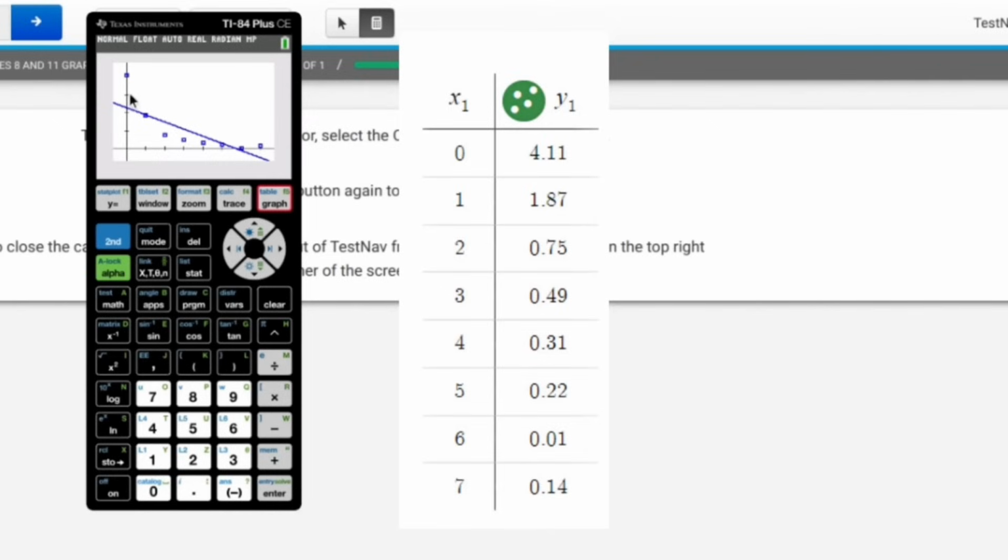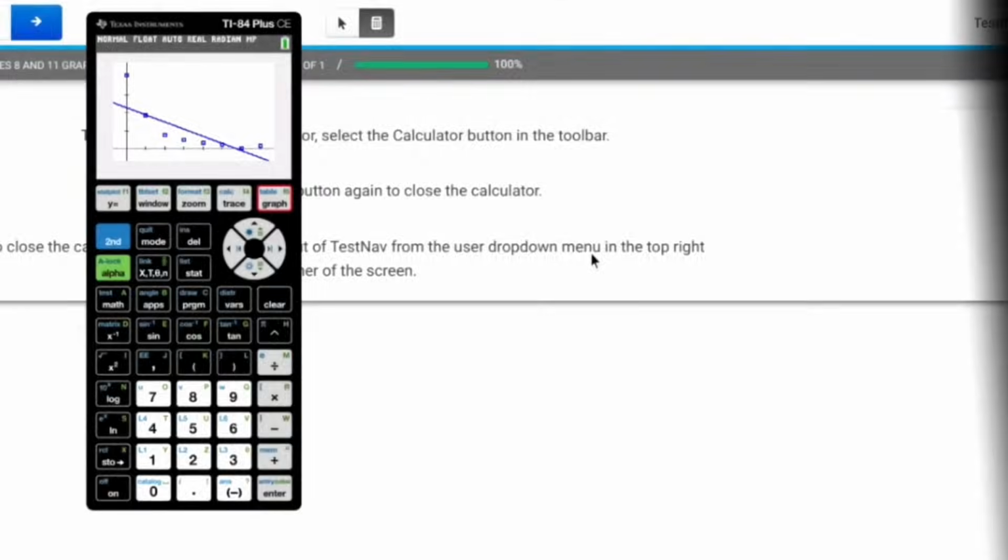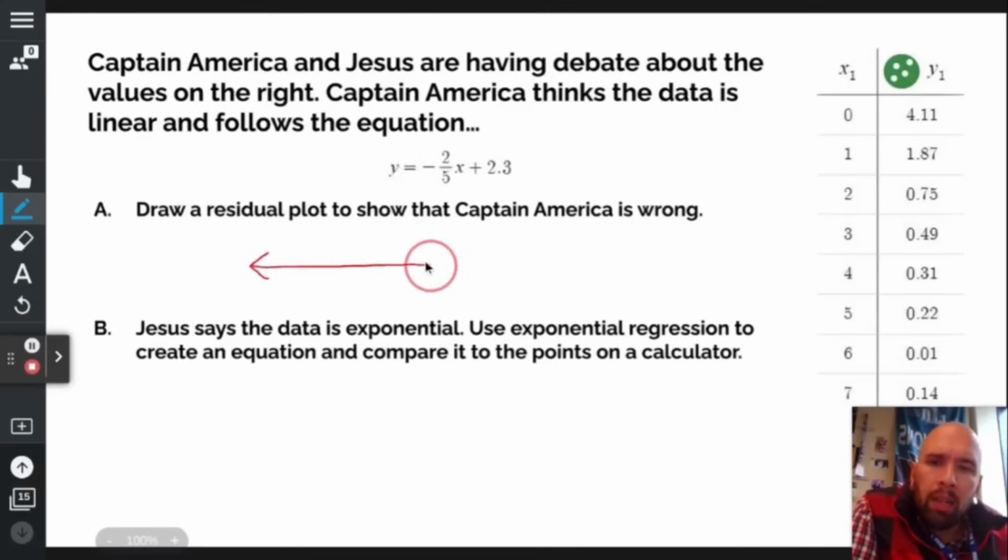But regardless, the residual plot, when I show it, is going to show a pattern, and that's no good. So since Captain America thinks the data is linear, he's wrong. Keep in mind, a residual plot is basically this guy, but sideways. Since you have above, on, below, below, below, on, above, above, it shows a pattern, which means linear is not an appropriate model. Sorry, Captain America, but just like always, Jesus is right. Give or take, the residual plot is going to look something like this. Obviously it's not exact, but as you can see, that is a quadratic-y looking pattern.